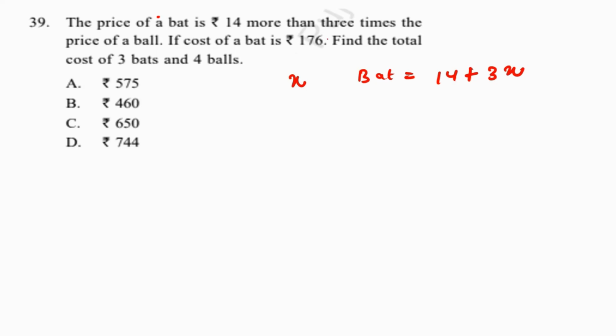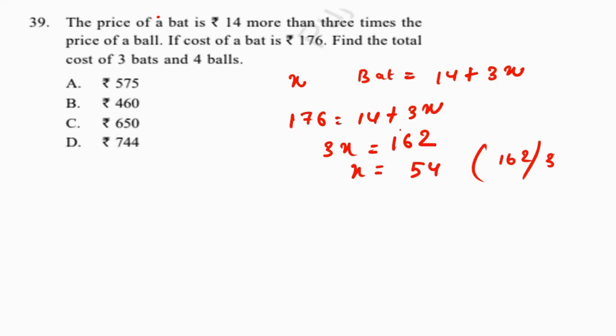According to the question, the value of the bat is 176. So basically 176 is 14 plus 3 times x, or 3 times x is 176 minus 14, which is 162. So x is 54, that is 162 divided by 3. If x is 54, that means the price of the ball is 54. Now you need the total of 3 bats and 4 balls.